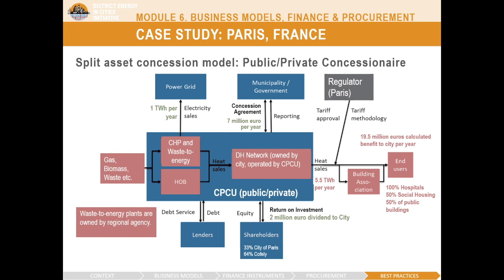The main heat produced is distributed over the heat network to the end users via building associations. The heat network is owned by the city but operated by the district heating company CPCU. The City of Paris also acts as the regulator to control the heat tariffs. It can also set special load tariffs for areas with social housing. The end users include hospitals, social housing, public buildings, and residents of Paris. The benefit the system brings to the city annually is calculated to be around 19.5 million euros.